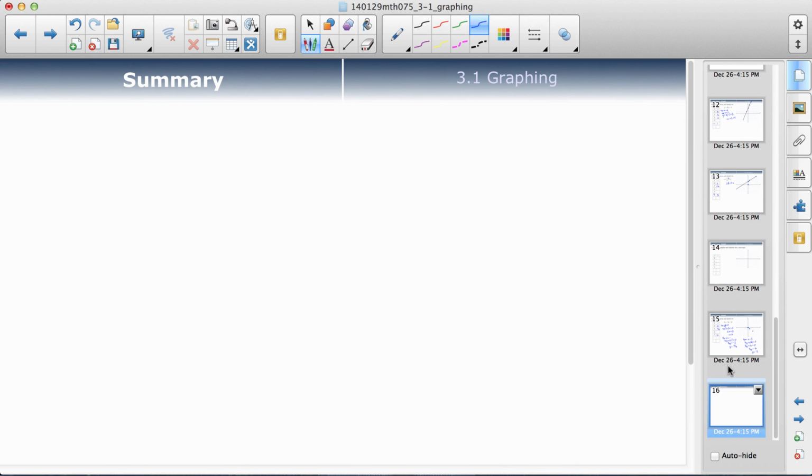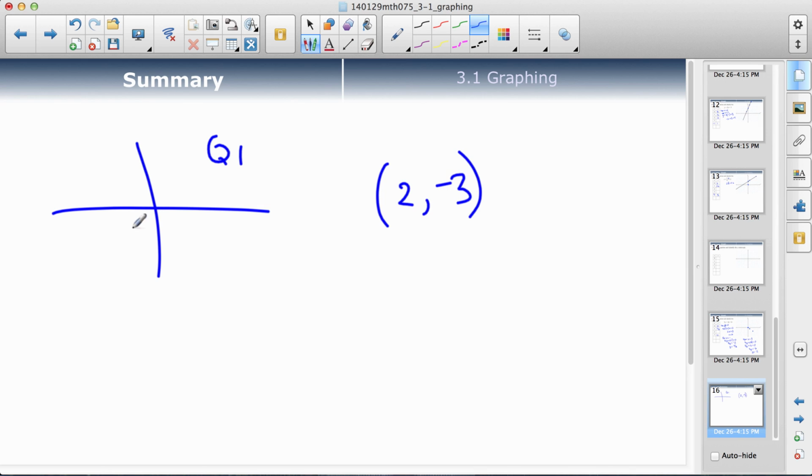Okay, so that gives you a little bit of a start on knowing what a quadrant is, quadrant 1, 2, 3, 4, and how you can graph any ordered pair. Something like that would be (2, -3) down there, and also how you can take and graph any linear equation.